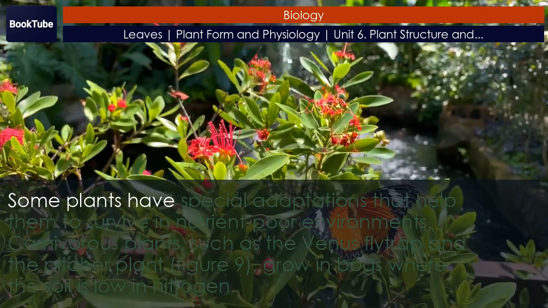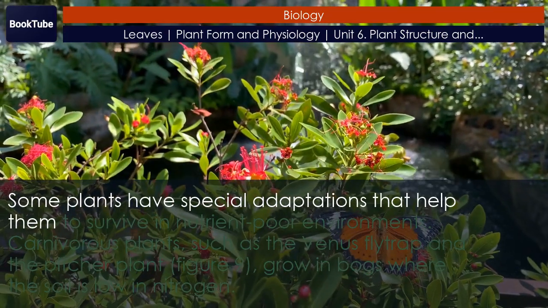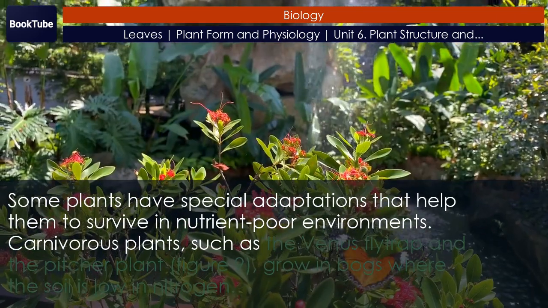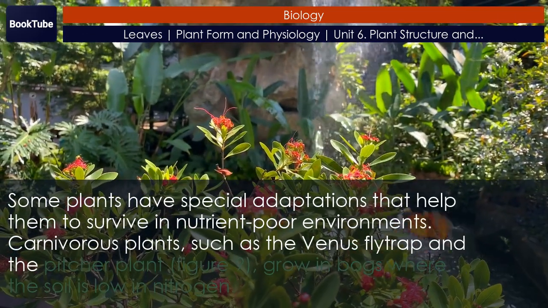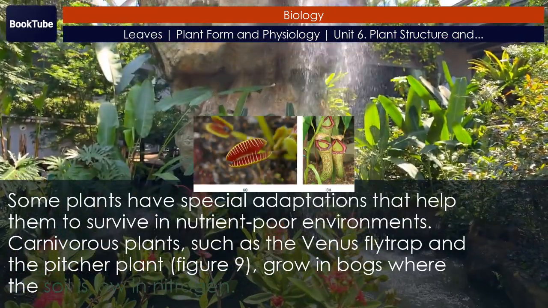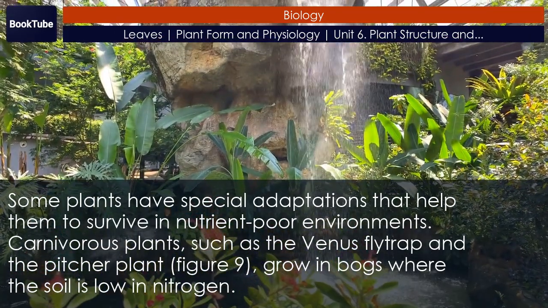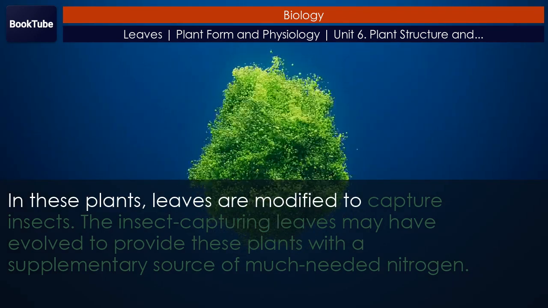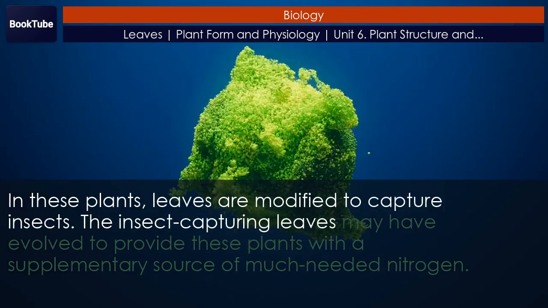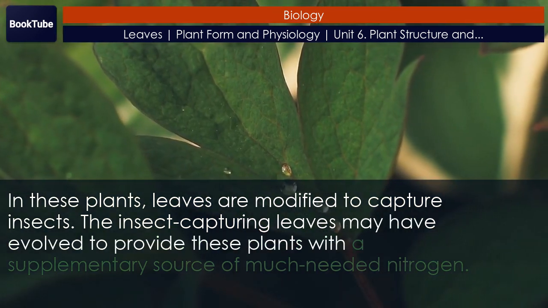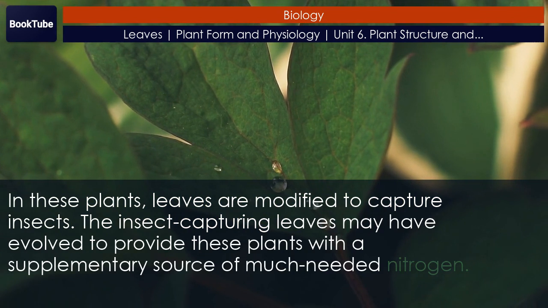Some plants have special adaptations that help them to survive in nutrient-poor environments. Carnivorous plants, such as the Venus flytrap and the pitcher plant, Figure 9, grow in bogs where the soil is low in nitrogen. In these plants, leaves are modified to capture insects. The insect-capturing leaves may have evolved to provide these plants with a supplementary source of much-needed nitrogen.